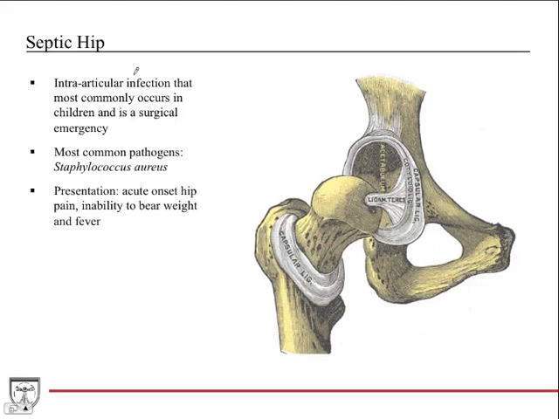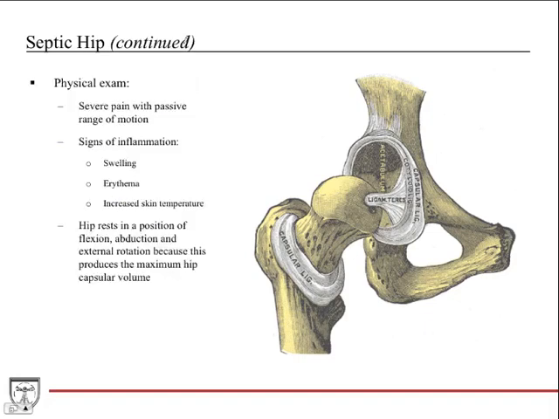Septic hip, so this is an intra-articular infection. Intra-articular meaning within the joint itself, within the joint capsule, and it most commonly occurs in children, so it's a big pediatric problem, and it's a surgical emergency. Most common pathogen, boards will love to ask about this, is Staph aureus. Presentation: acute onset hip pain, so very severe hip pain, inability to bear weight. So the big thing you would ask is if this kid can bear any weight, and usually they'll tell you no weight at all, too much pain, and then also they have the signs of an infection, so fever.